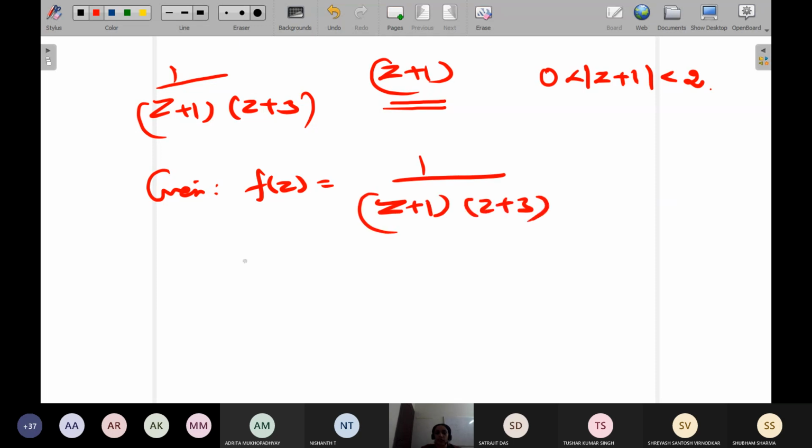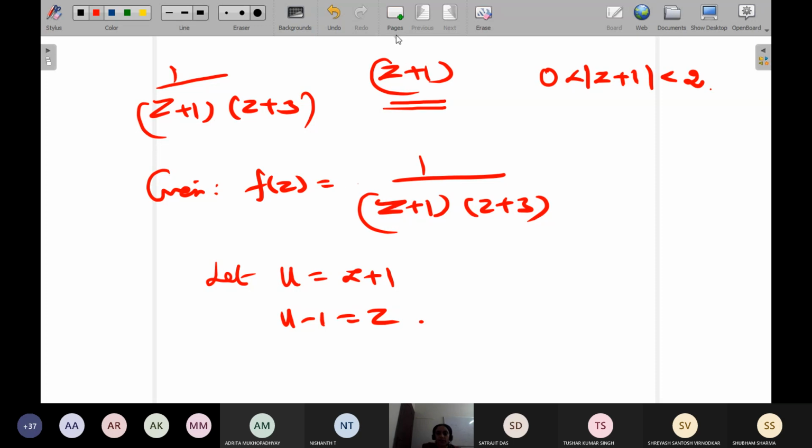So they are asking us to expand in powers of z plus 1. So you just take let u is equal to z plus 1. So what will be your z? z will be equal to u minus 1. Okay. So now what will happen to your function f of z? Replace in the place of z, u minus 1.